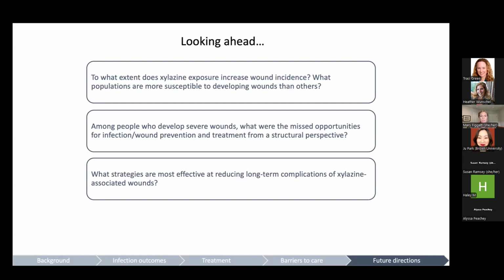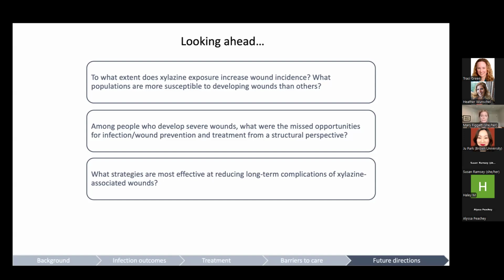Also, for people who go on to develop these severe wounds, we need to think about the fact that a lot of people have many interactions with the healthcare system and other services that could be missed opportunities where infection and wound care, both prevention and treatment, could have been offered. So understanding where people go and where we could improve care and have some of these lower burden approaches is really important to getting better services out there.